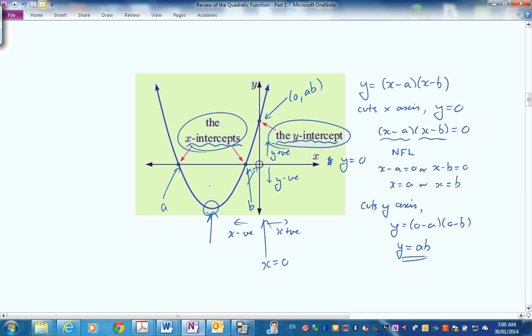Just remember one other thing now. You can get the vertex from this form as well, and the axis of symmetry, because the vertex is halfway between the x-intercepts, isn't it? Because we've got symmetry in the graph. So the vertex would be here, halfway between two values, the mean of them, a plus b on 2. And we could find the x value halfway between and then sub it into our original function to find the y value. So the vertex can be found from this form by going halfway between the two x values.